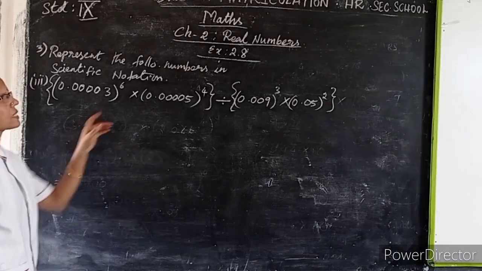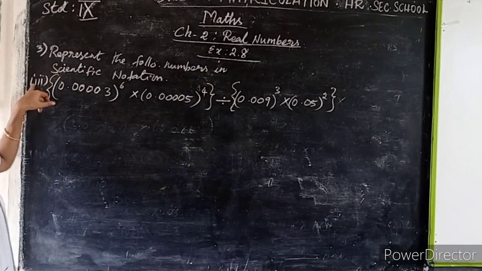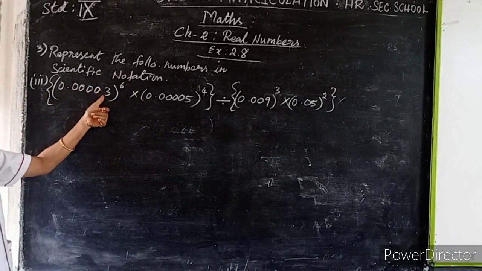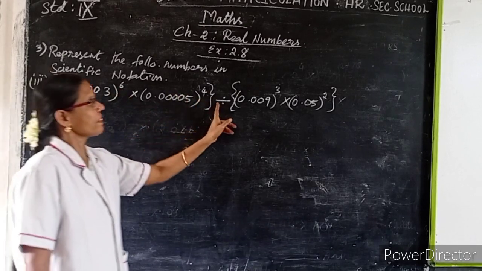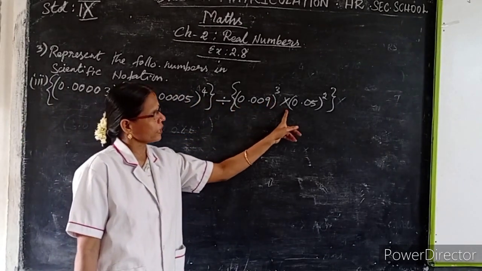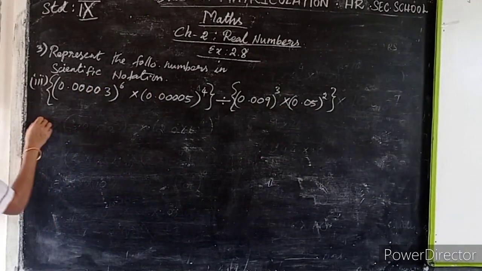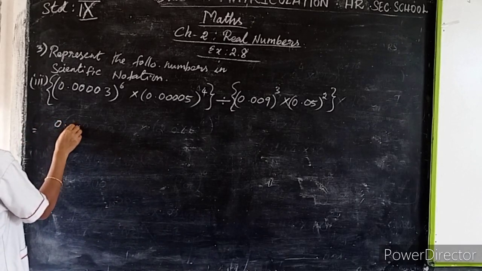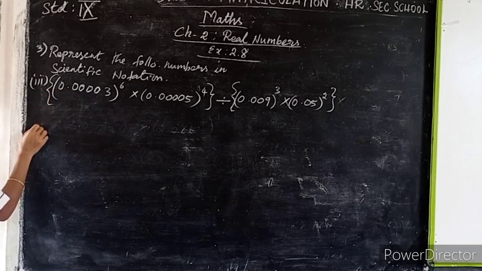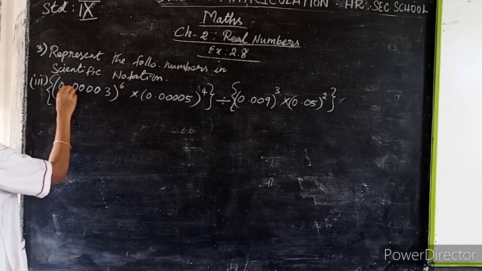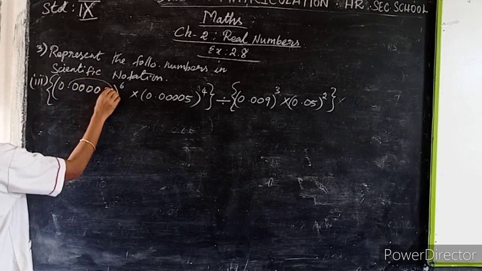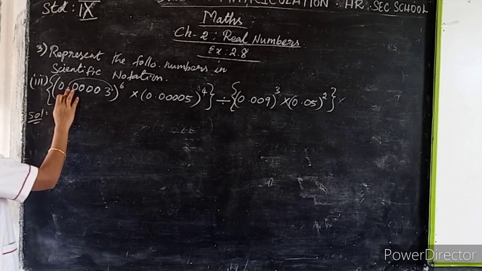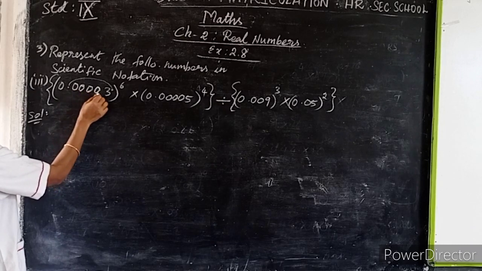Now, exercise 2.8, question number 3, third subject. Addition. 0.00003 whole power 6 into this power 4 divided by 0.009 whole cube into 0.05 whole square. Now write this numerator and the denominator. So first write in scientific notation. Just move the decimal point from here to here. So left side only we are moving the decimal point. So minus power 1, 2, 3, 4, 5 digits.